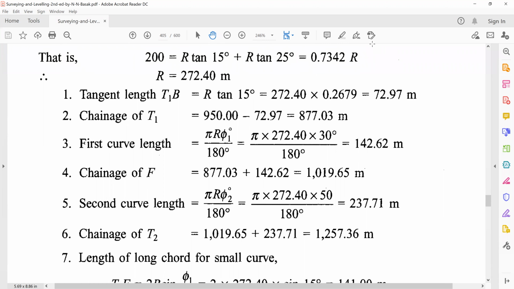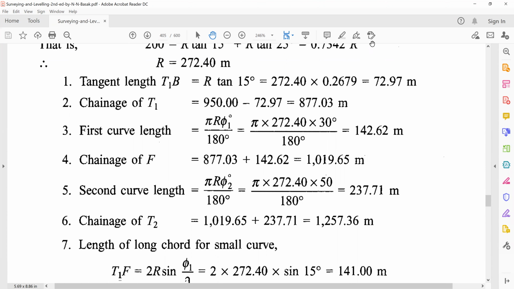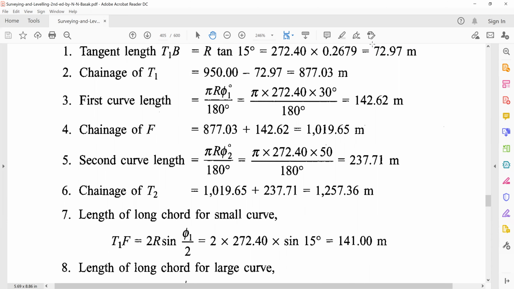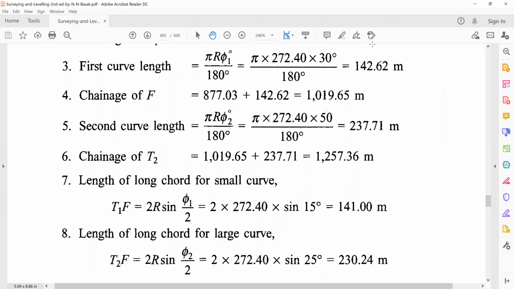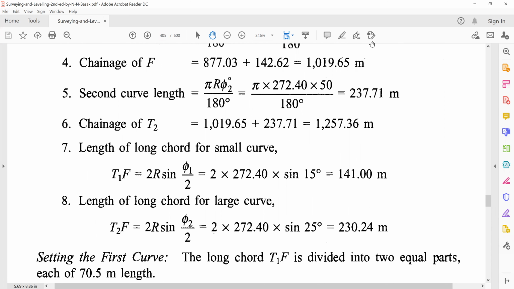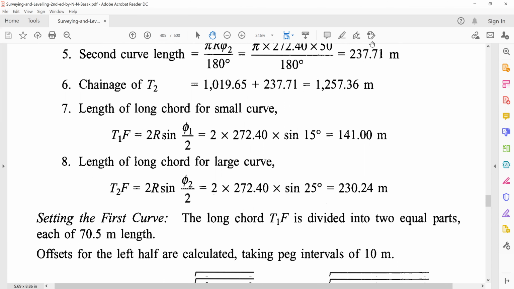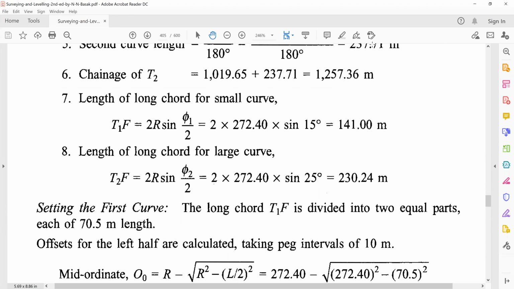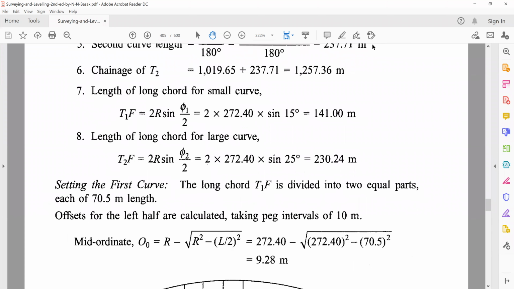Similarly, by adding the curve length to the chainage of the point T1, we can find the chainage of the reverse curvature point. When we add the length of the second curve, we can find the chainage of the end point of the second curve. After that, we can find the length of the long chord for both the curves, the long chord for the first curve and the long chord for the second curve. And we have already calculated, or it was given to us, the length of the common tangent. So that is all the information that we need to design.